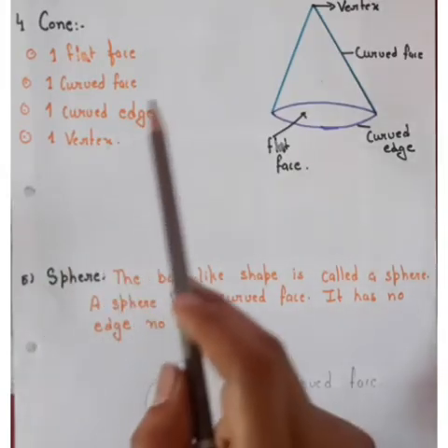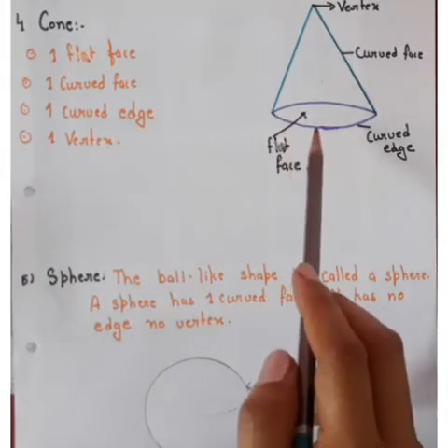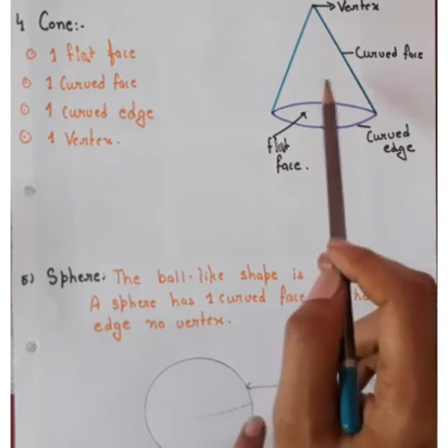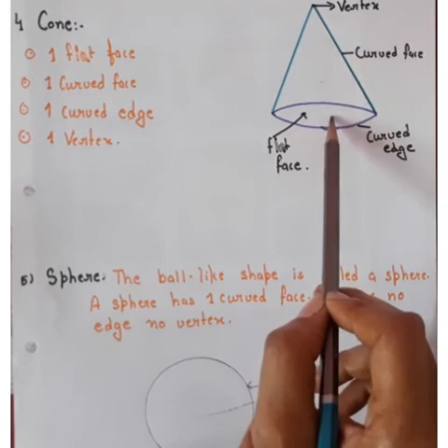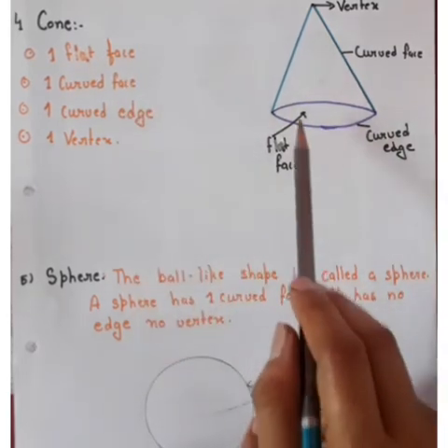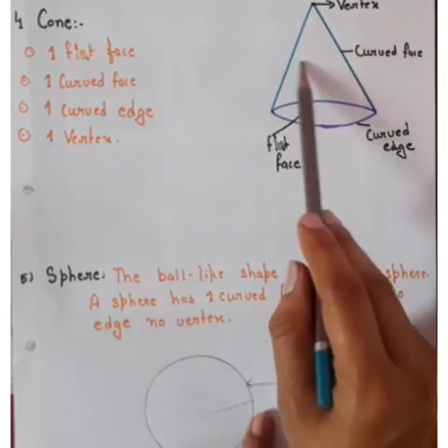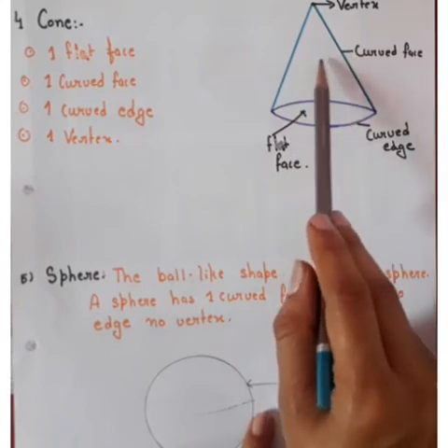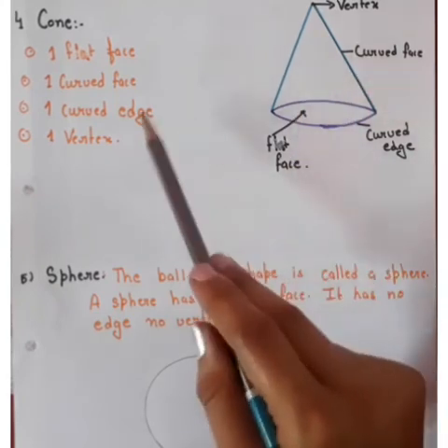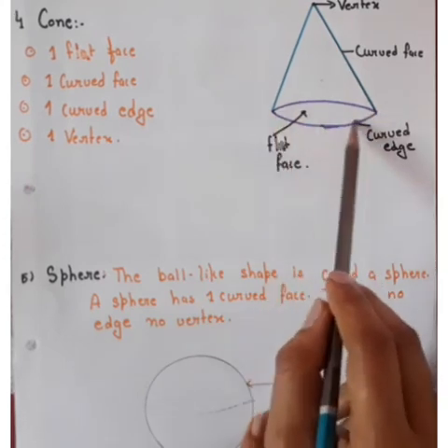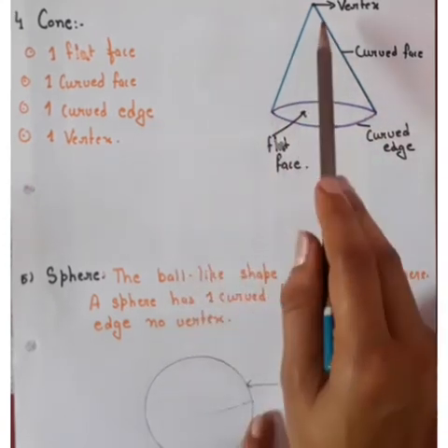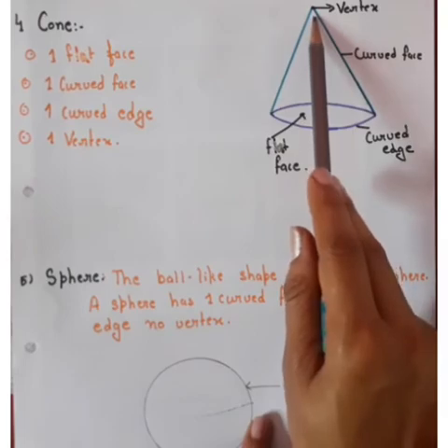Fourth is your cone. I have drawn one cone over here. How many flat faces does it have? One. This is the flat face. So one flat face, one curved face. This one face is known as your curved face. One curved edge, this is your curved edge, and one vertex. Here it is one vertex.